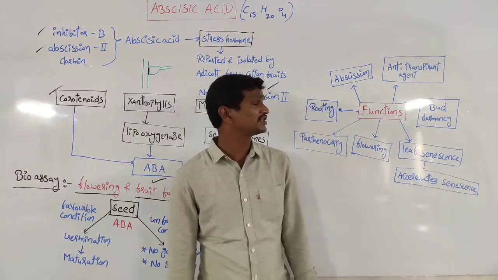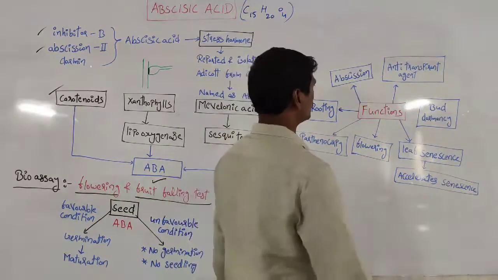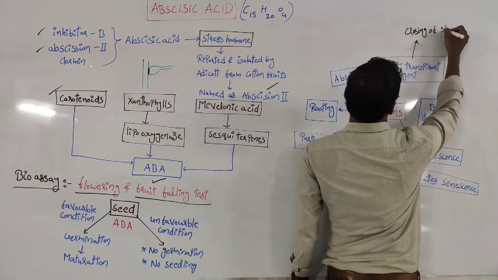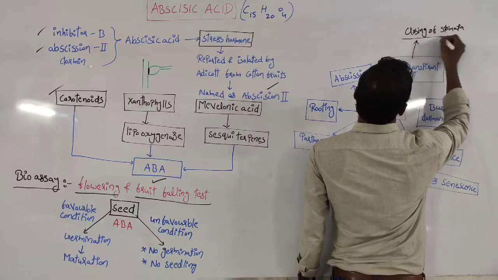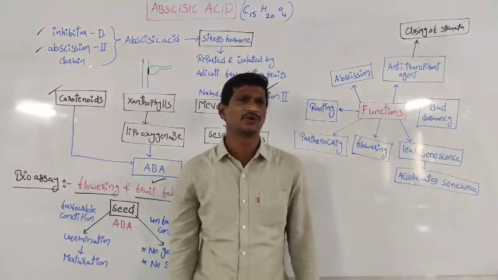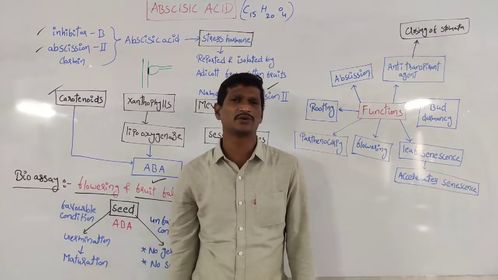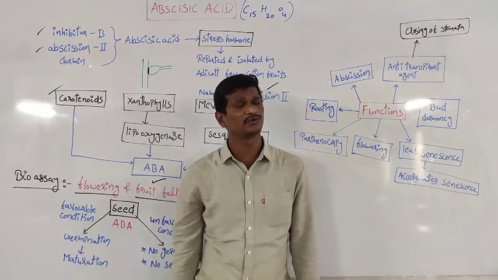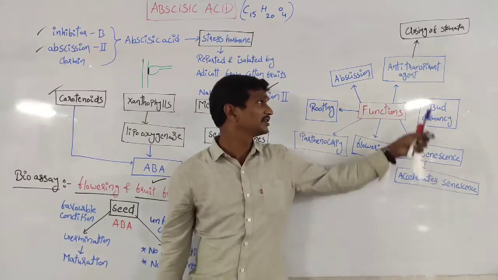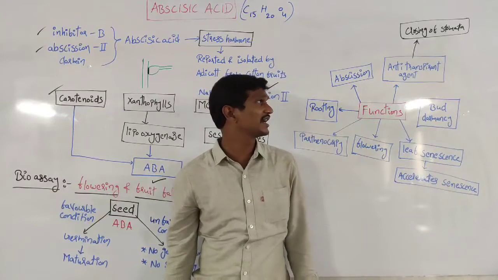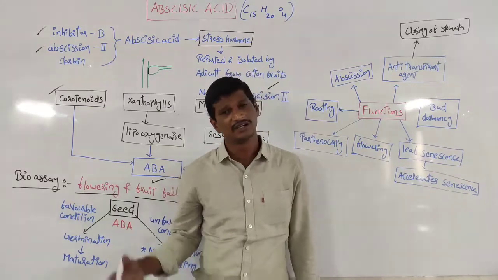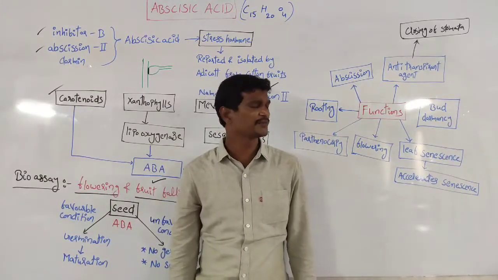And anti-transpirant agent. See, this one supports closing of stomata. Some of the phytohormones are responsible for the opening of stomata. In the last class we discussed the cytokinins, which are responsible for the opening. And this is one of the phytohormones involved in the closing of the stomata. That is about the anti-transpirant agent, and this is antagonist to cytokinins. Right? Next one is bud dormancy. Bud dormancy is caused by abscisic acid.